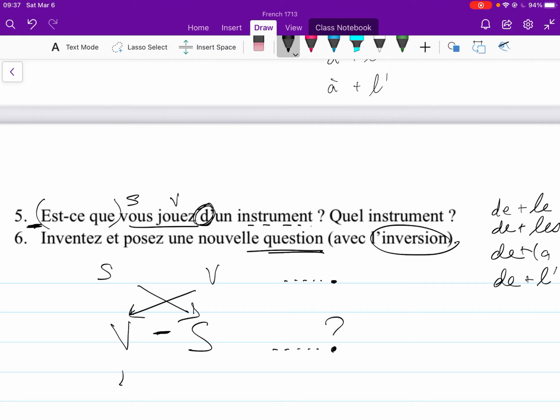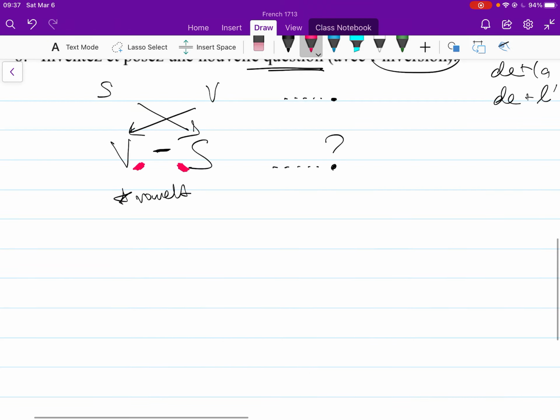You may have to watch out for vowels. Okay, for example, if you have a vowel ending the verb and a vowel starting the subject, then you'd have to get verb with a T and 2 hyphens before the subject.